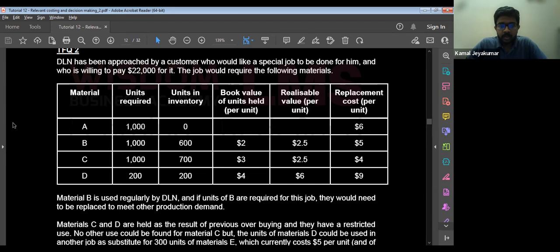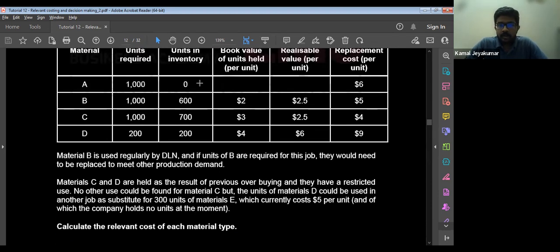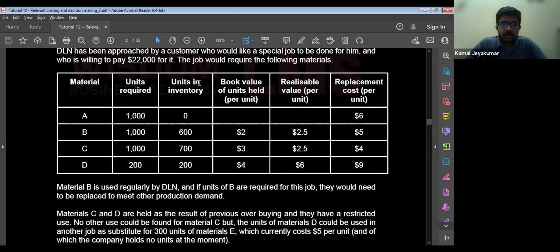And they have given how many units you need, how many units are there in your inventory, the book value of the unit, the realizable value per unit, that is realizable value is basically scrap value, the amount for which you can sell whatever is in your inventory, right? And they have replacement cost. Replacement cost is basically the market price of the material, right? Now you have a customer who has come and asked you for a special job, and he is willing to pay $22,000. Right now you have to see whether you are going to accept this order or not, right?